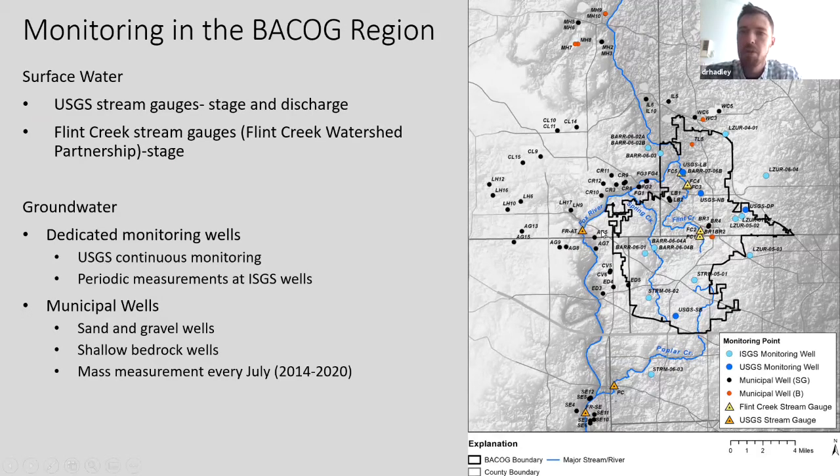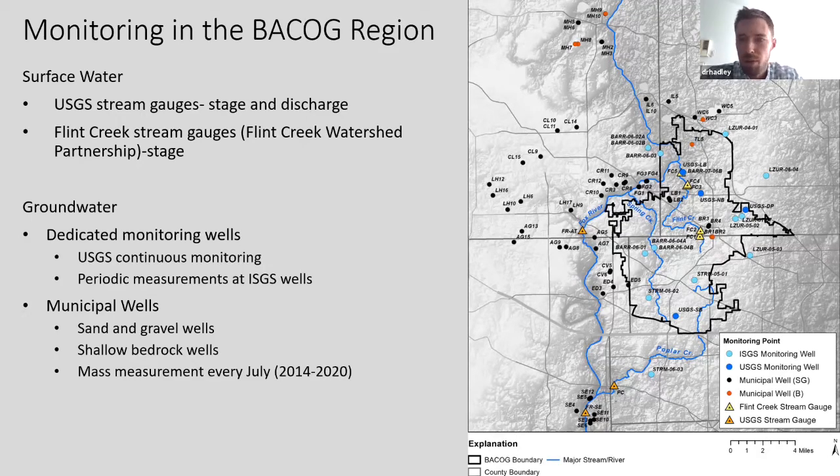The difference between those is that the USGS measures both stage and discharge. So it measures the height of the water and also the volume of water, whereas the Flint Creek stream gauges just, for the most part, measure stage elevation and not volume of water flowing. So that's the surface water component.